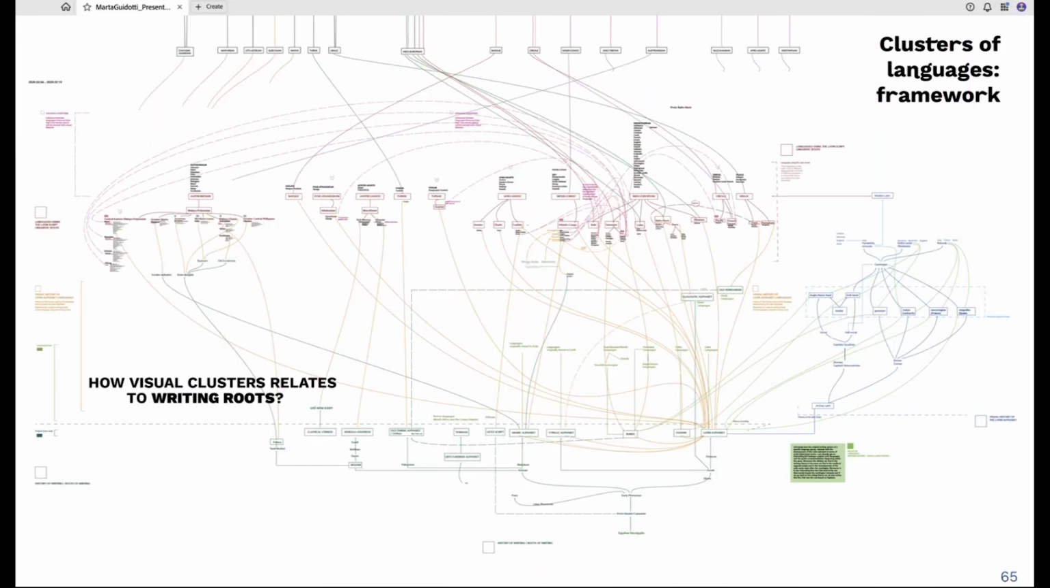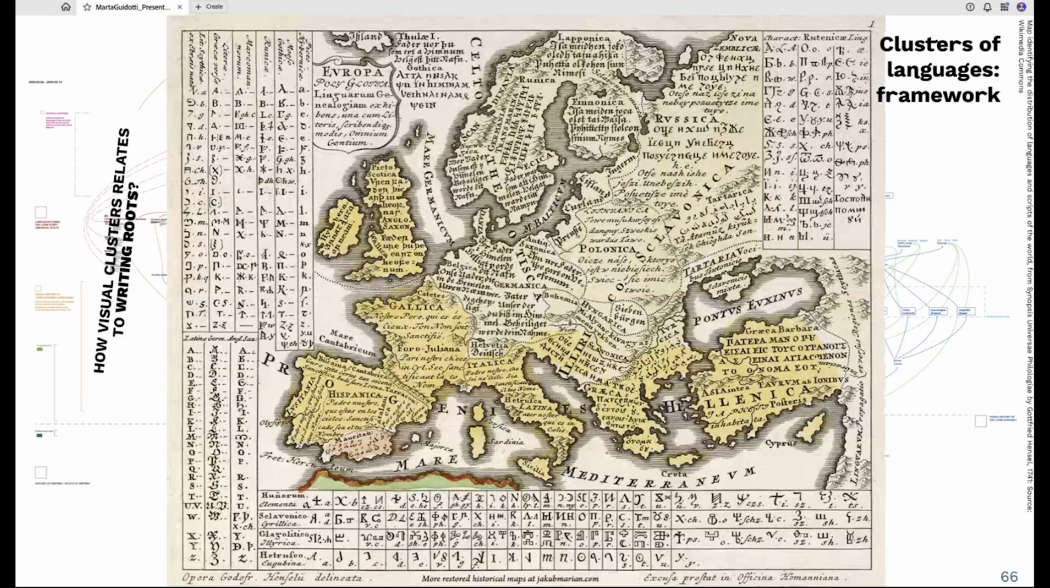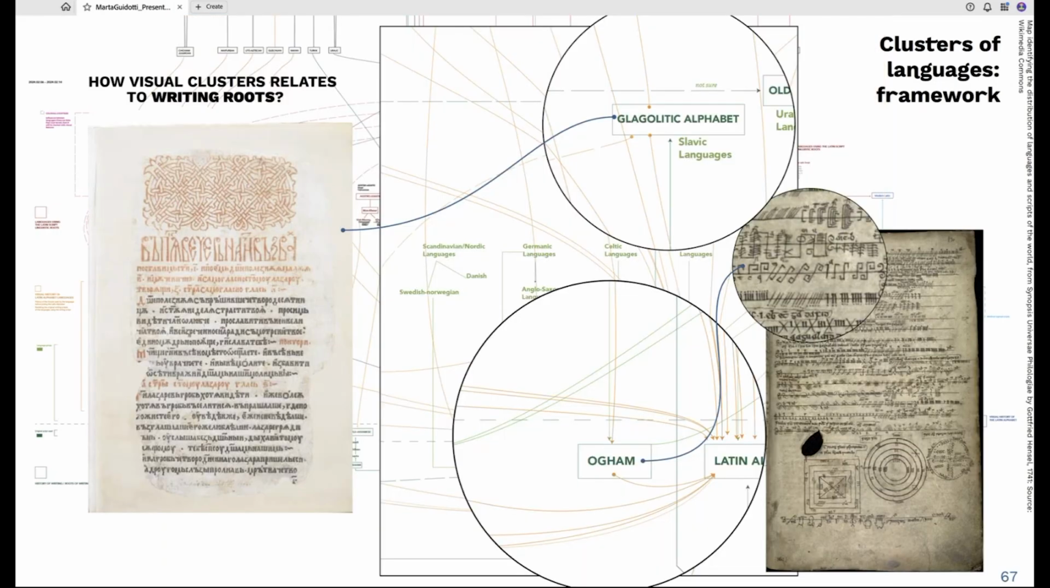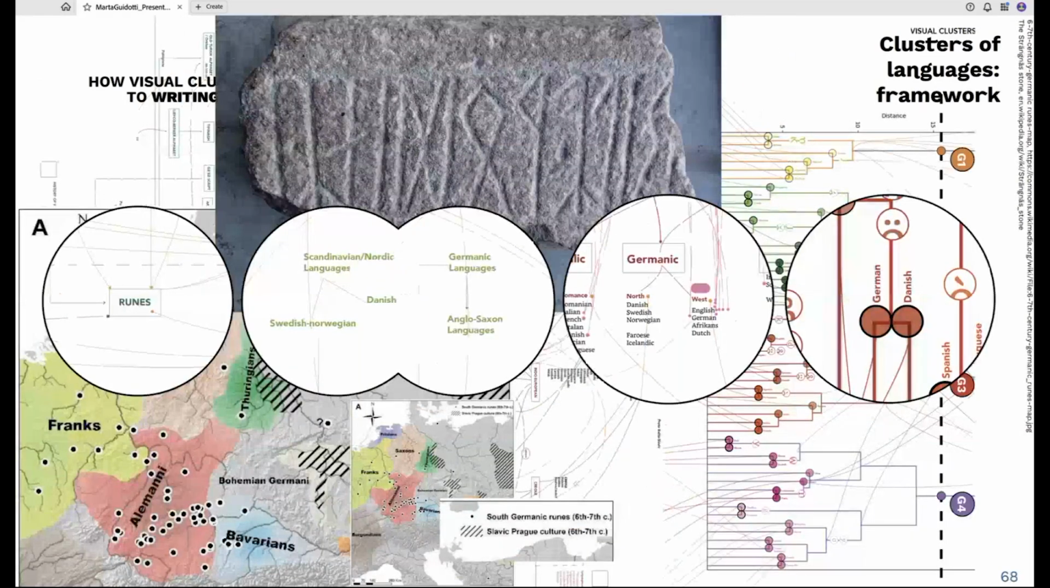And another way to explore and understand how this visual approach to language can be framed into a wider context is connected to the writing roots of languages, as not all the languages, before using the Latin script, were using another script. So how this then connects to the original script and to the way that we are actually seeing the languages. So for example, the runes that connect to Germanic, then connect to this group of languages.